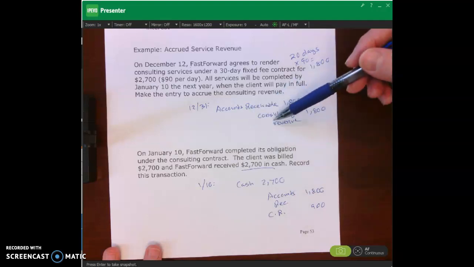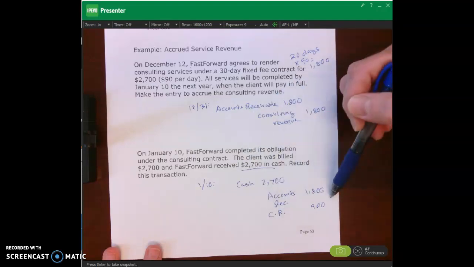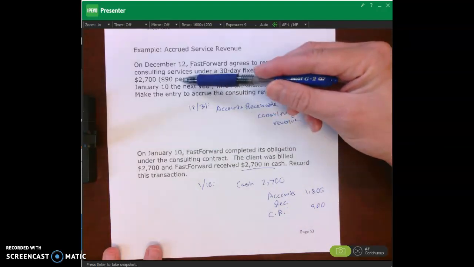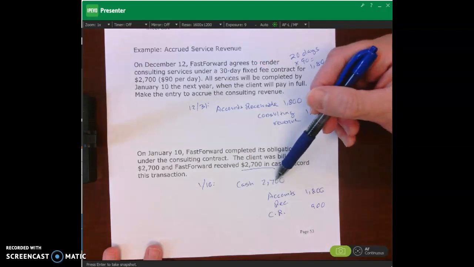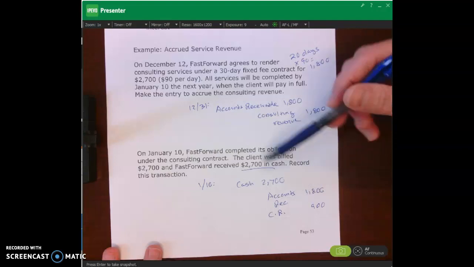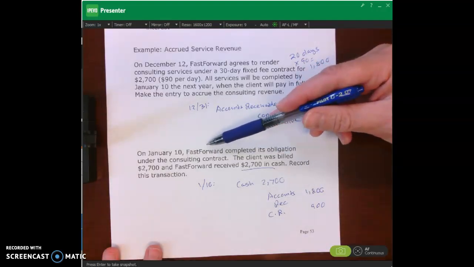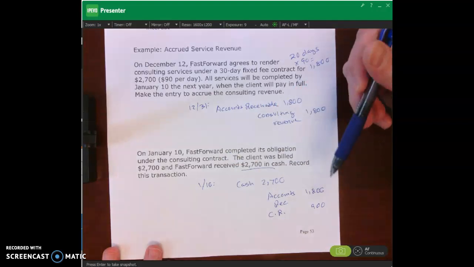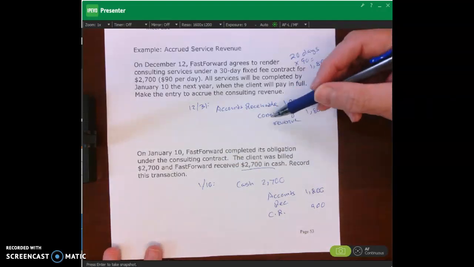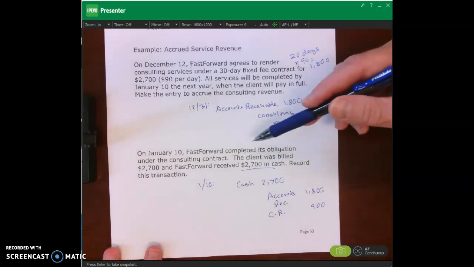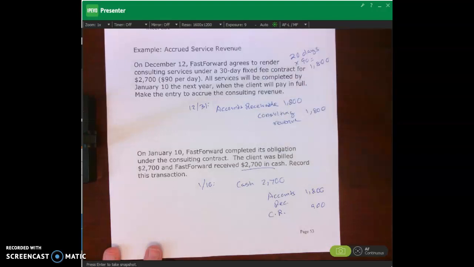And then I credit consulting revenue for the $900, which is the 10 days, $9 a day, or the $2,700 minus the $1,800 gives me the credit to consulting revenue for the amount of revenue that they have earned in this accounting period, which is $900. Okay? So I hope that clarifies that. I know that the video kind of rushed through this problem towards the end of the other video, so I wanted to make sure that we went over this one in more detail now.